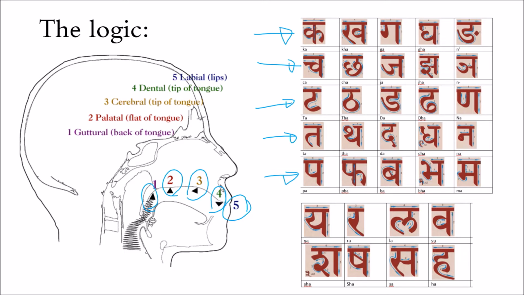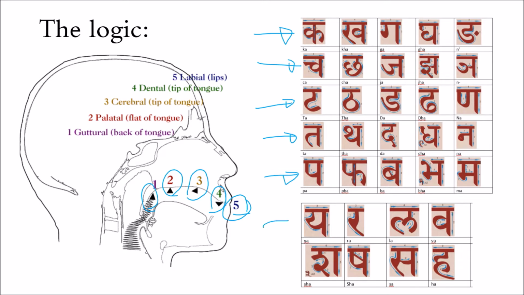And there are other swaras. U also is labial, lips. And there are other swaras like A, I, O, Au. They are the mix: they are the mix of kantha and talu, kantha and oshtha.